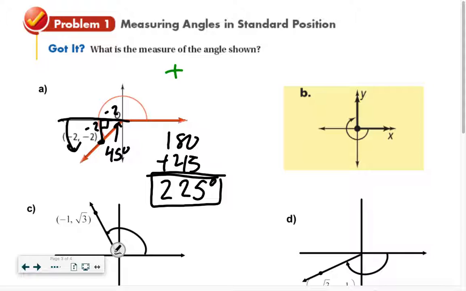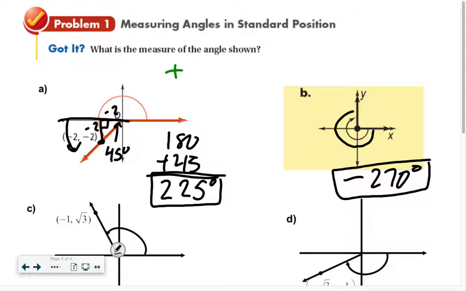Okay, B is not too bad. Can you guys tell where the bold is on yours? My arrow is a positive or negative? Negative. Negative how much? 270. 90, 180, 270. Okay. Questions there? Okay.